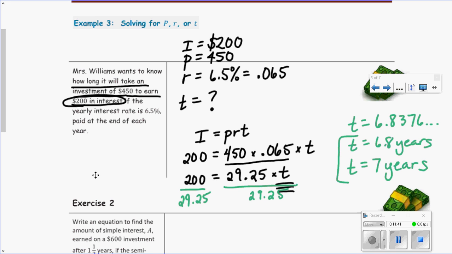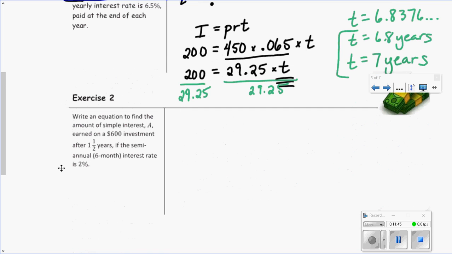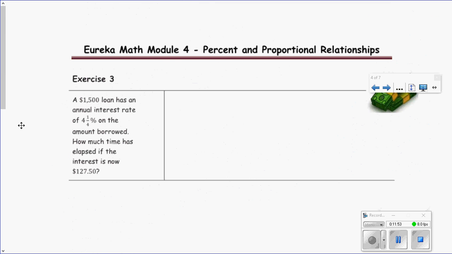Okay, the last one we're going to do is on page 81. So you can write skip for exercise 2. This one, it says how much time has elapsed if the interest is now $127.50. I like to pay attention to the question part, so we're looking for the time.